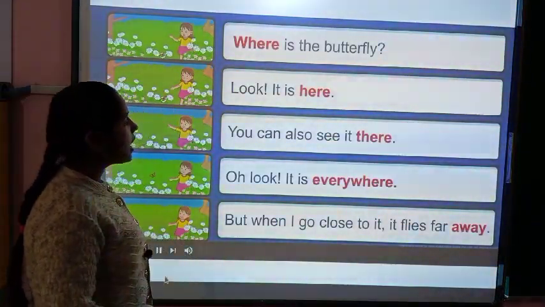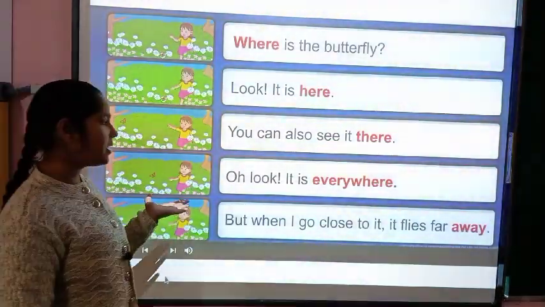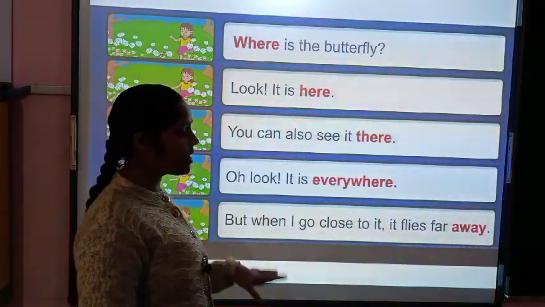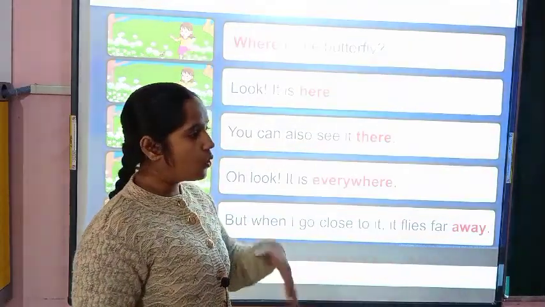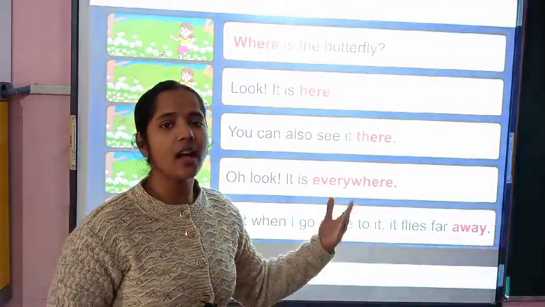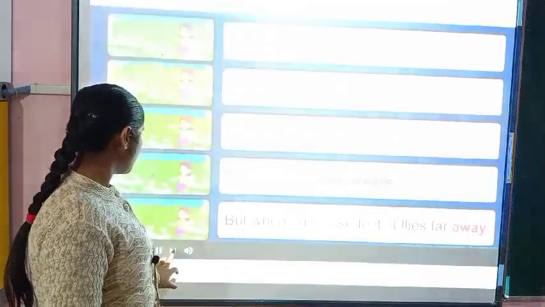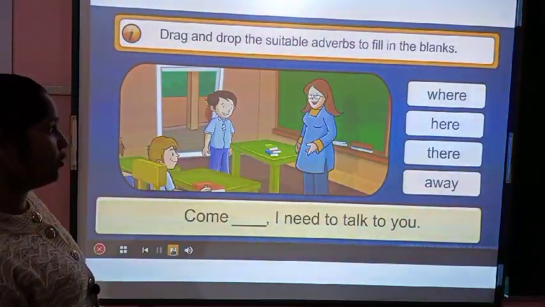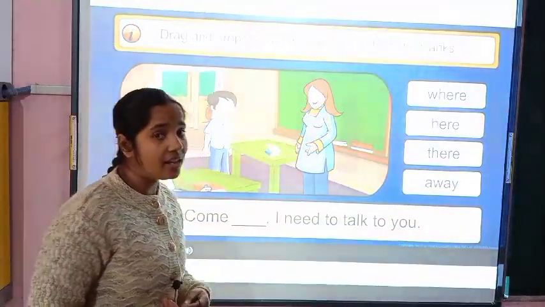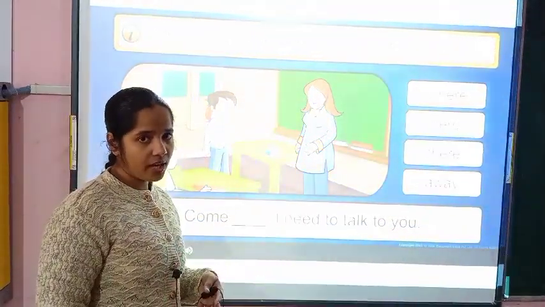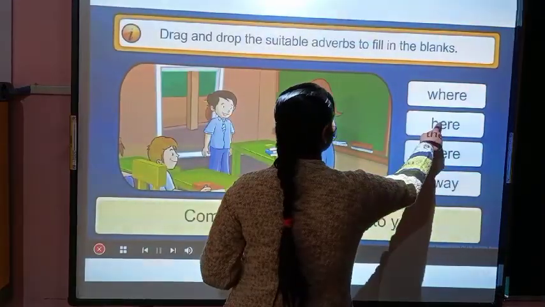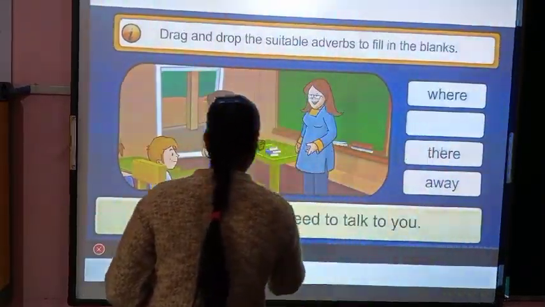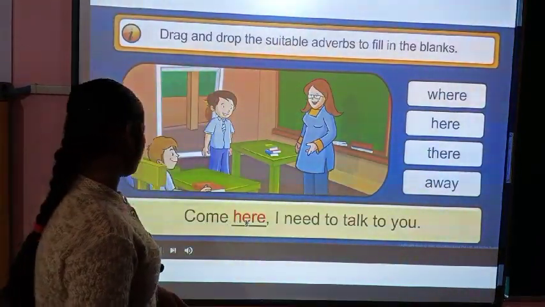Where is the butterfly? Look, it is here. You can also see it there. Oh, it looks everywhere. But when I go close to it, it flies away. When it goes to a far distance, that is away. It does not come to me. So these are all words related to that. Come dash, I need to talk to you. If I am telling you to come here, I need to talk to you, then you will come closer to me. That is the right answer. So drag this here. Come here, I need to talk to you.